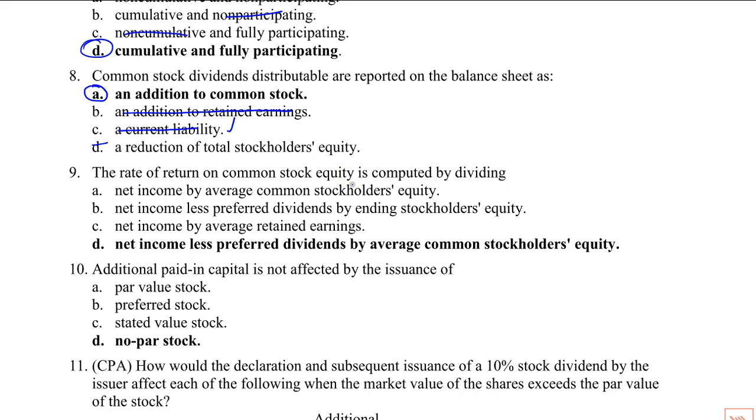Number 9, I didn't go over ratios, but here's one that's just so prevalent, I thought I'd throw it in here. ROE is net income minus preferred dividends divided by average common stockholders' equity. And the way you would get this denominator typically is by taking beginning and ending total stockholders' equity and dividing by 2.